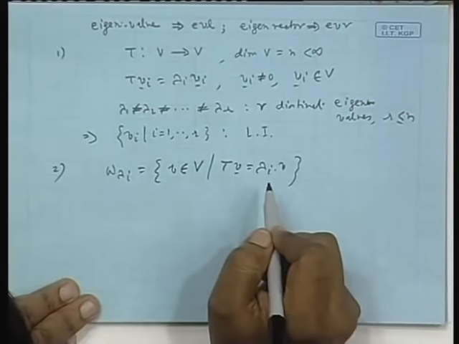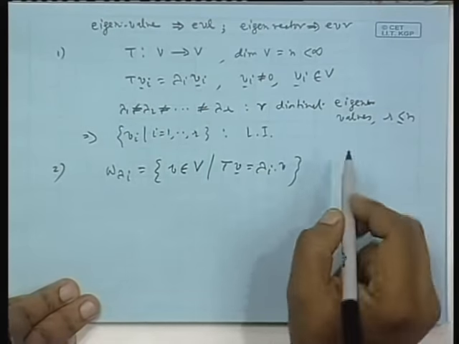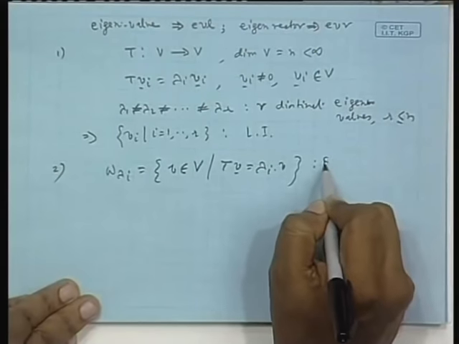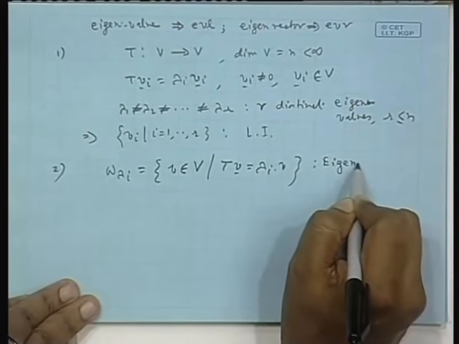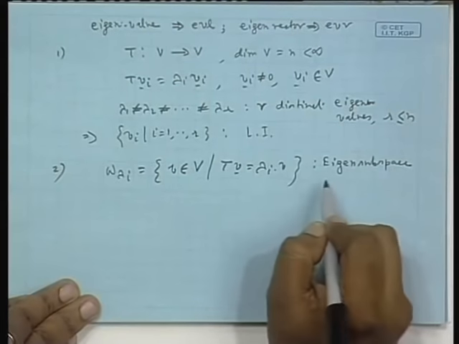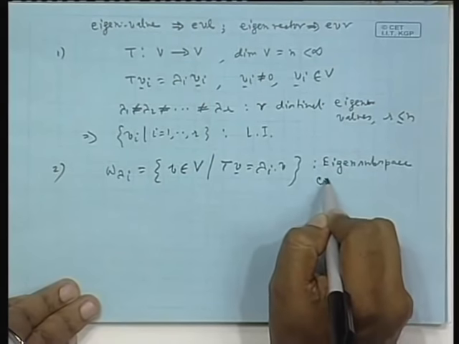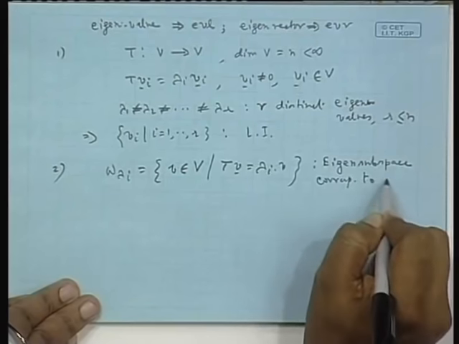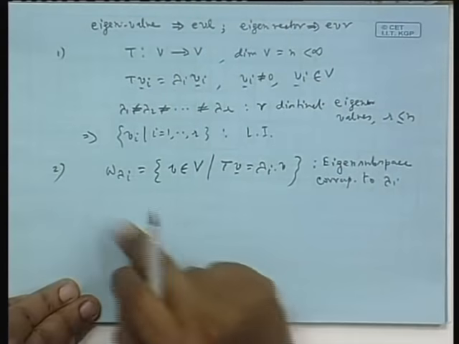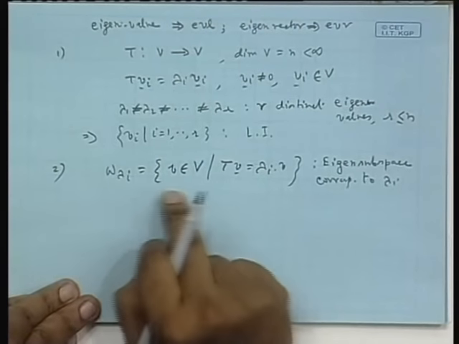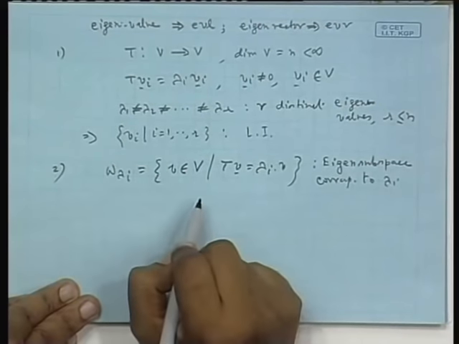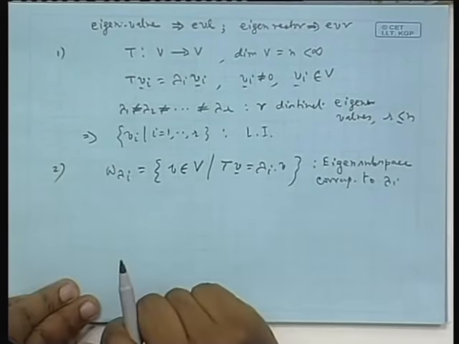This is the eigen subspace corresponding to lambda i. Remember one thing, when I say eigenvector, it is strictly non-zero, but when I write W lambda i I do not mention the condition that V is not equal to 0, because if it is a subspace, it has to have the 0 vector. So, I am silent.